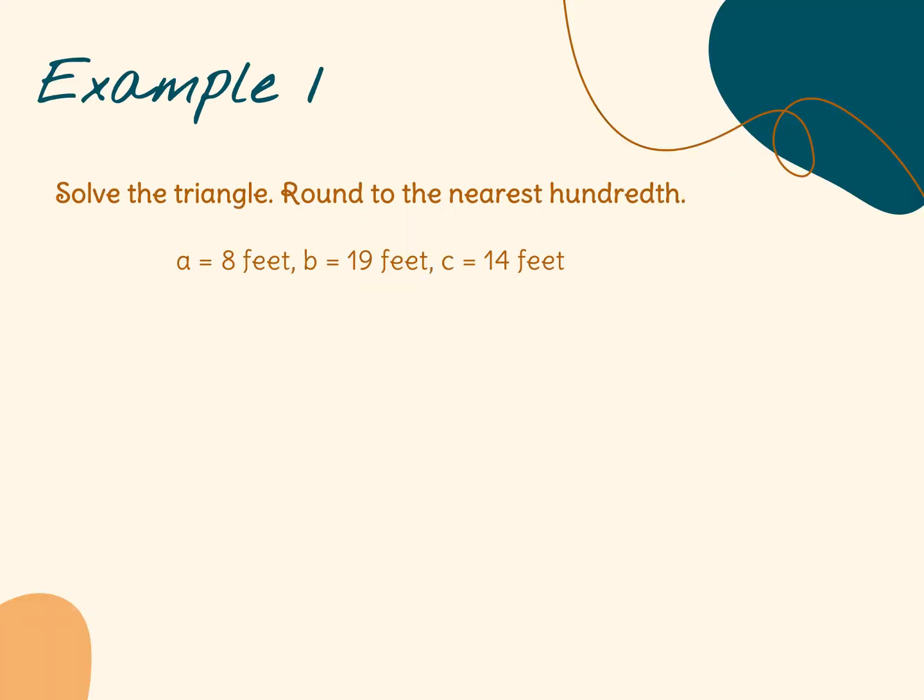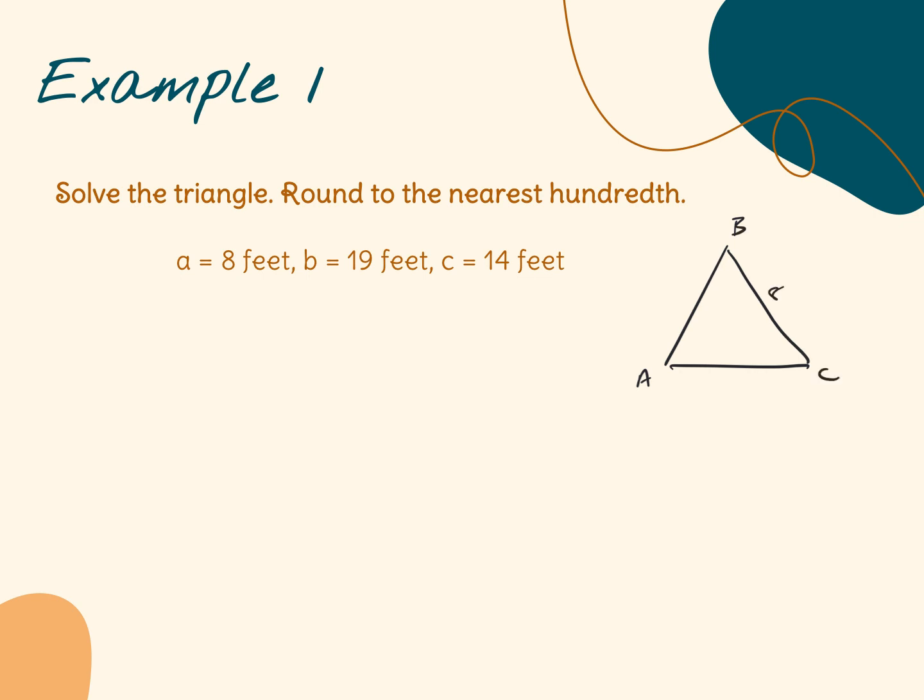In this first problem, we ask you to solve the triangle and round to the nearest hundredth. So I'm going to come over here and still do what I did when I did the law of sines: I'm still going to draw my triangle. I don't know if it's an acute triangle or an obtuse, so I'm just going to draw it like that.